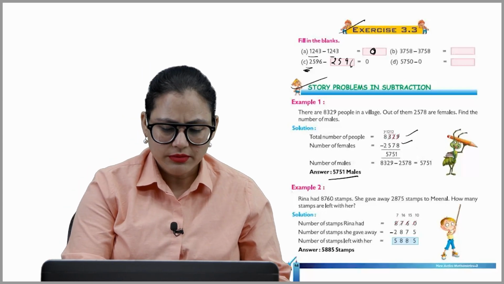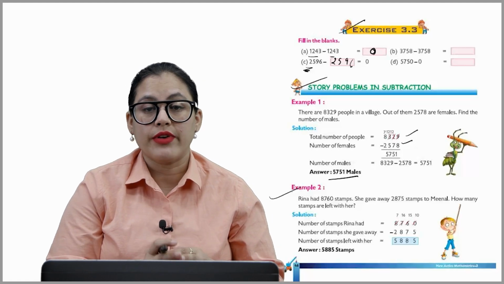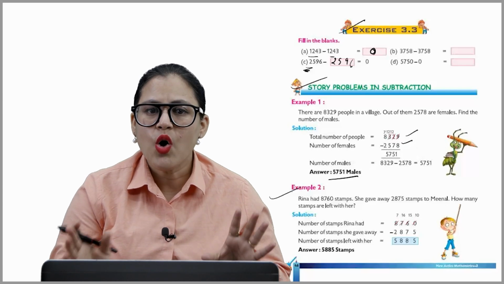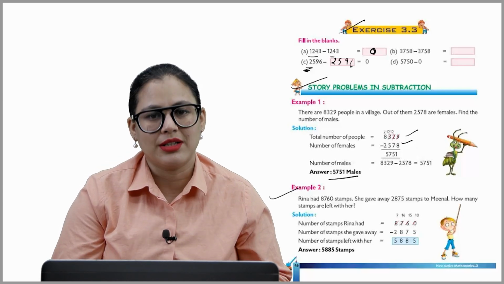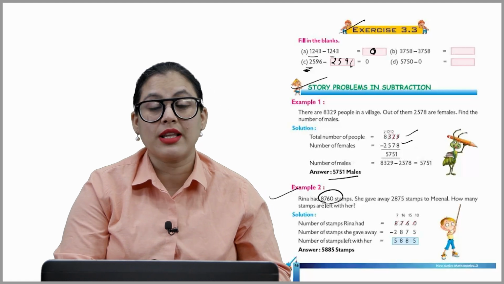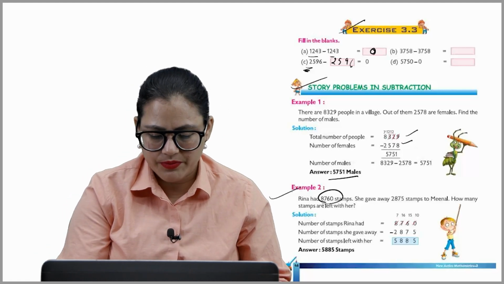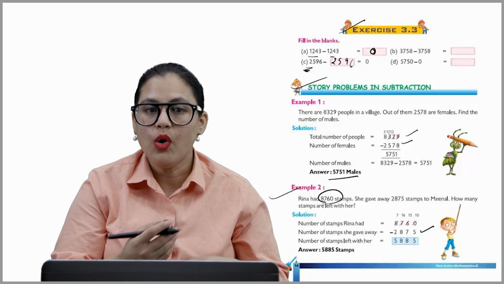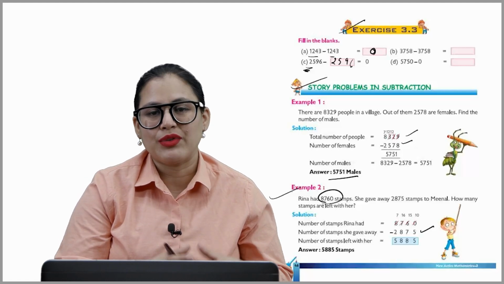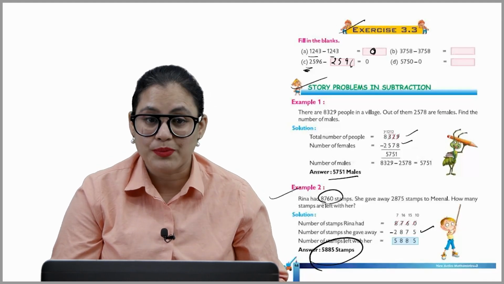Example 2, Reena had 8,760 stamps. She gave away 2,875 stamps to Meenal. How many stamps are left with her? So she had this many stamps in total, and then out of these stamps she gave some to Meenal. Okay, right? Now how many stamps are left? We will subtract these two numbers, then we'll get the answer, and the answer is 5,885 stamps.